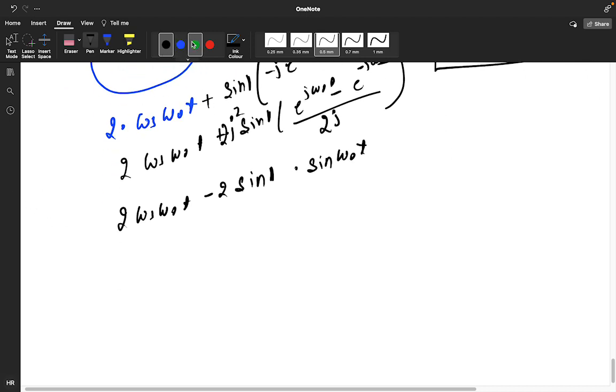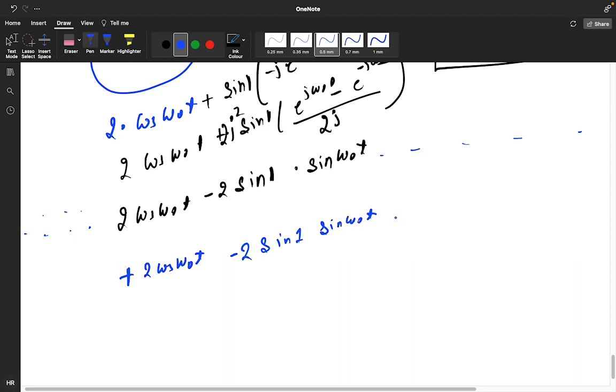The answer is right only, it's not wrong. So minus we are getting, and the rest of the terms I didn't do. Leave the rest of the terms like this. So we are getting something like this: plus 2 cos omega naught t minus 2 sine 1 sine omega naught t plus dot dot.